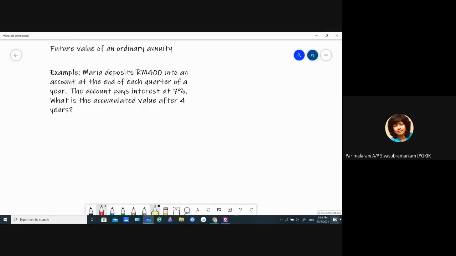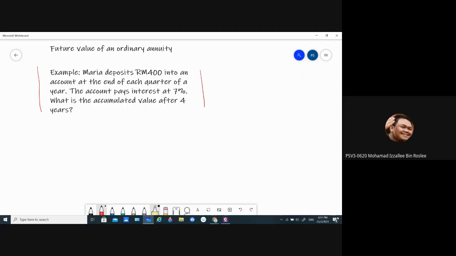Maria deposits 400 ringgit into an account at the end of each quarter of a year. The account pays interest at 7%. What is the accumulated value after 4 years? When you look at the question, how do you know whether this question is compound interest or annuity? Because the compound interest is also similar, right? How do you know that this question is using the annuity formula and not the compound interest formula?